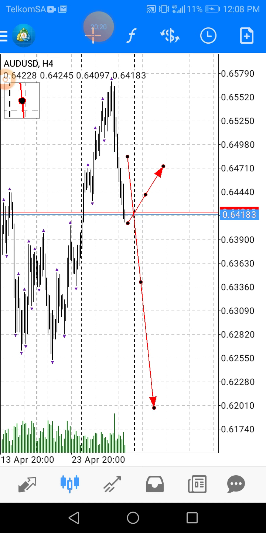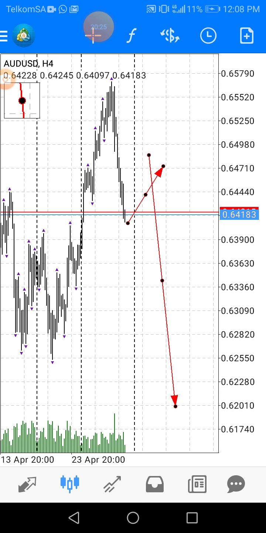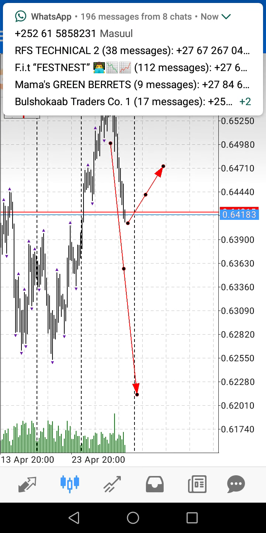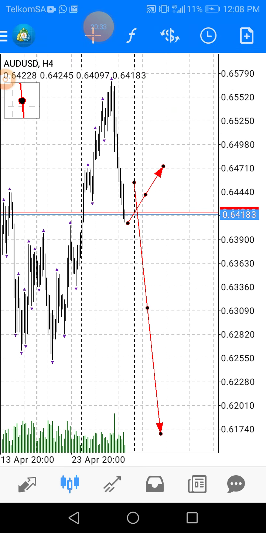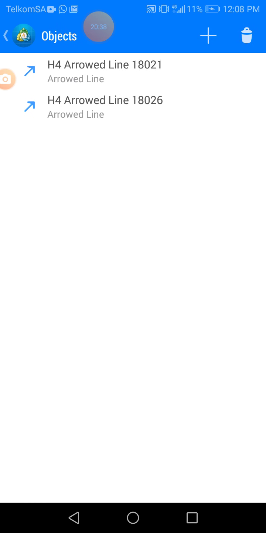So guys, there's no magic here. There's no big things here. All you need is to understand the market structure and follow the market structure from the top and at the bottom. I hope you understand what I'm saying. Every day you're going to do the same way, same way.